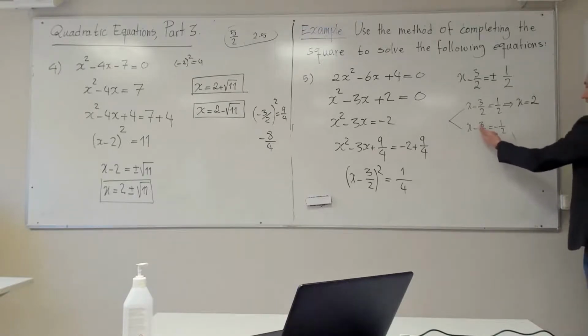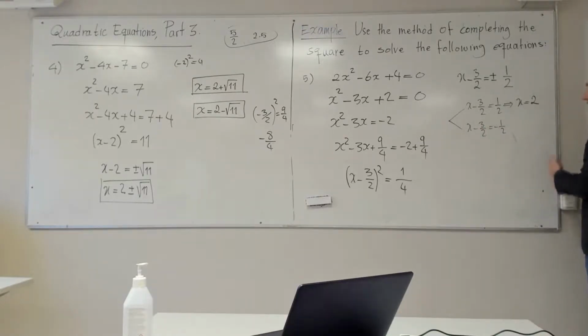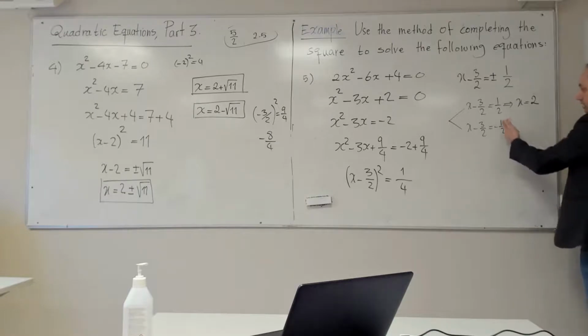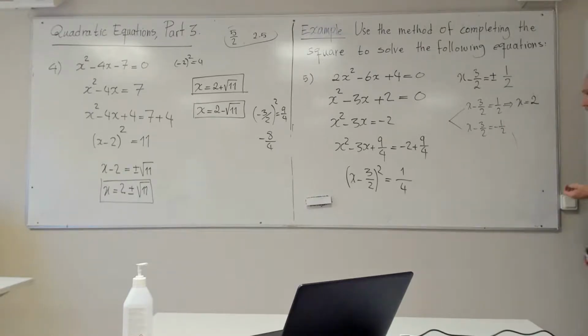The same story here, minus 3 over 2, I move it to the right, it becomes 3 over 2. Minus 1 over 2, it becomes 2 over 2. It got a better name, so it's just 1. So these are the answers.